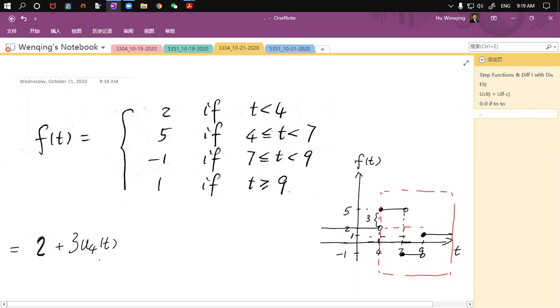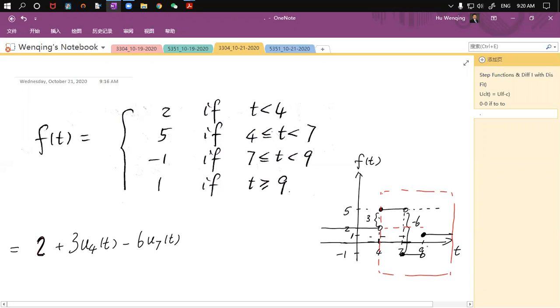If you do not add future corrections, the function just extends something like this. But at point 7, you do another correction, from 5 to -1, so the correction is -6, subtracting by 6. So you correct by -6 times u7 of t, which means that starting from point 7 and on, you work with -1 because you already corrected by 6. Is that good for everybody?